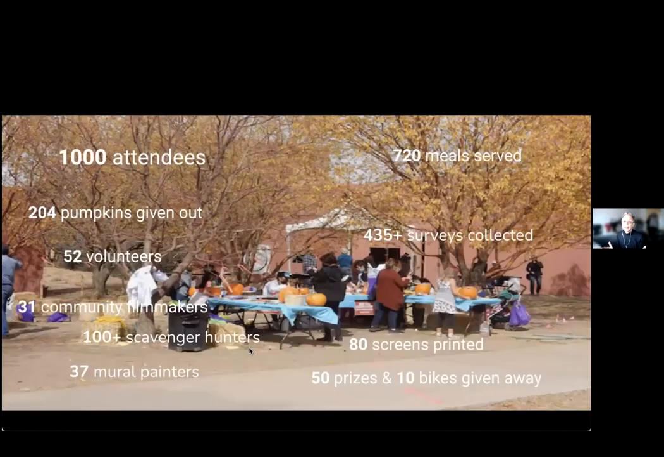But how do you measure it? We use those conventional measurements, but we also talked about how could we measure our engagement itself? And so you see, we had some fun sharing this with City Council about the number of meals served at this one event, the community filmmakers with Little Globe, how many silk screens were printed, how many people were painting murals, and how many pumpkins were given out. So I invite you to think creatively, not only about the ways that you work, but the ways that you measure it and the ways that you talk about it.